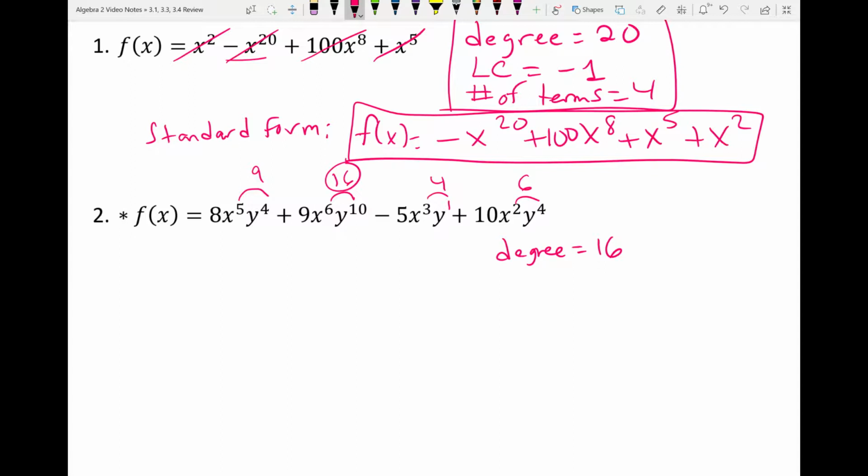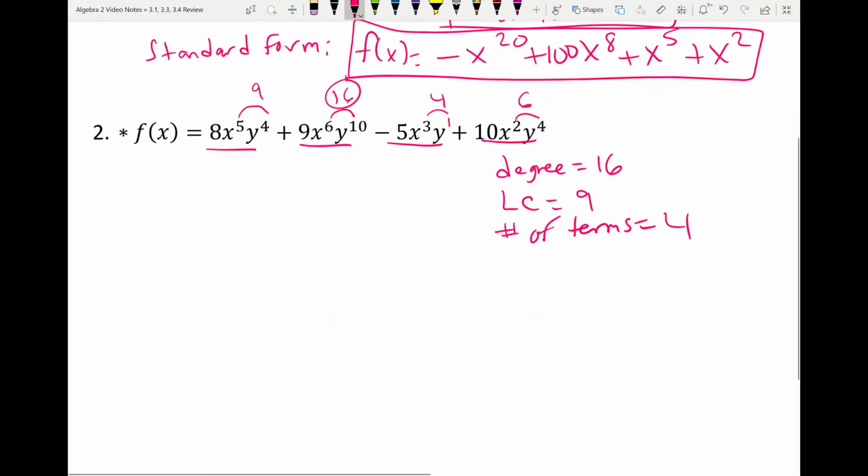All right. So now that we got that, we need our leading coefficient. So leading coefficient here is positive 9. Now we need the number of terms. So we have 1 term, 2, 3, 4. Now we put it in standard form.